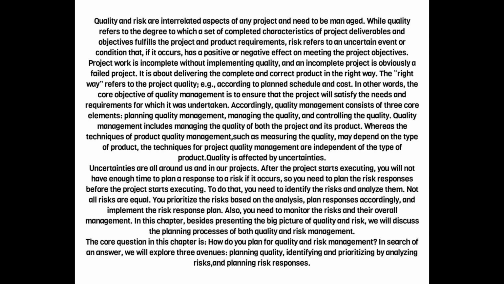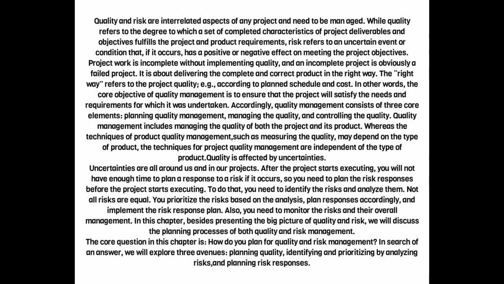To do that, you need to identify the risks and analyze them. Not all risks are equal. You prioritize the risks based on the analysis, plan responses accordingly, and implement the risk response plan. Also, you need to monitor the risks and their overall management. In this chapter, besides presenting the big picture of quality and risk, we will discuss the planning processes of both quality and risk management. The core question in this chapter is, how do you plan for quality and risk management?